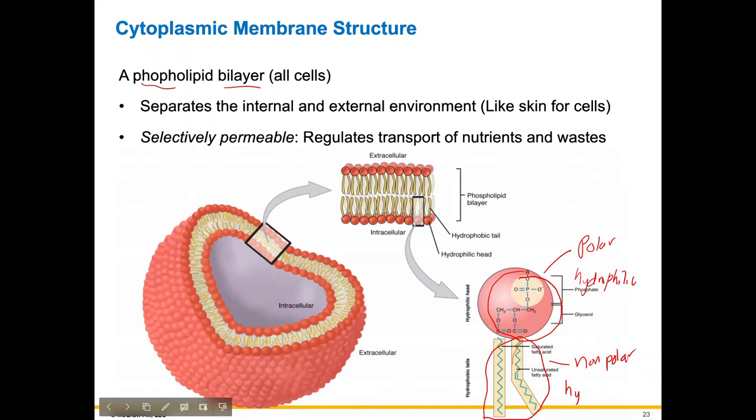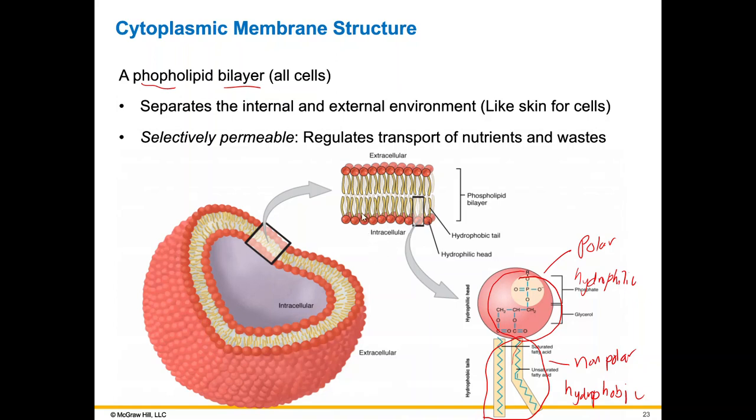Nonpolar things are hydrophobic, means they don't like water. So these phospholipids, when they aggregate and form a cell, they're going to do so in a specific way. That way is going to be where those fatty acid tails don't touch water and the polar heads do.